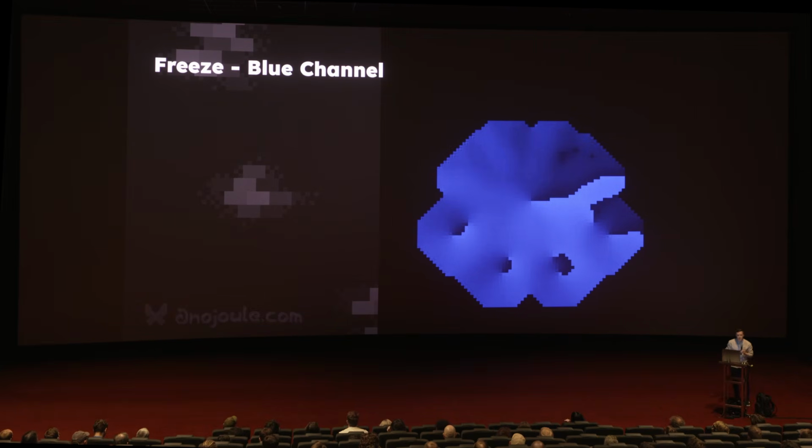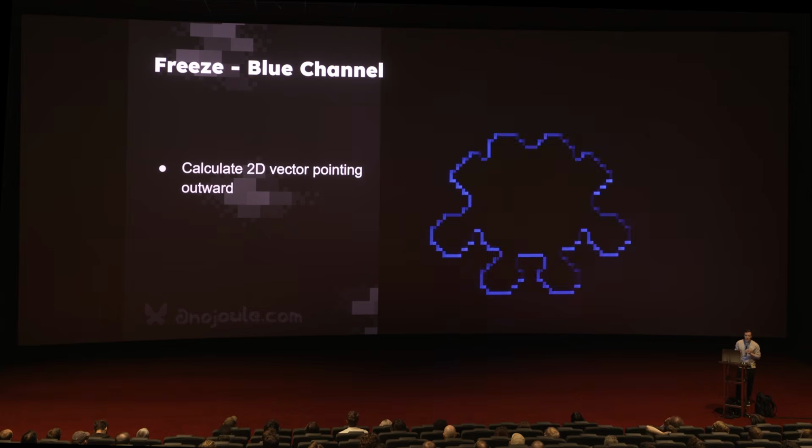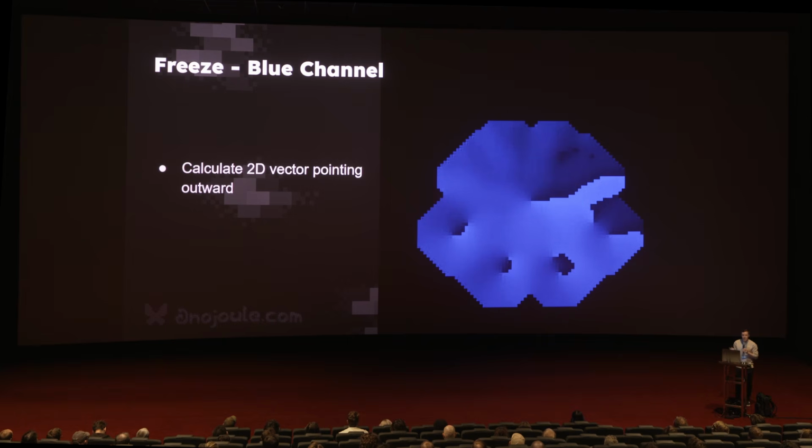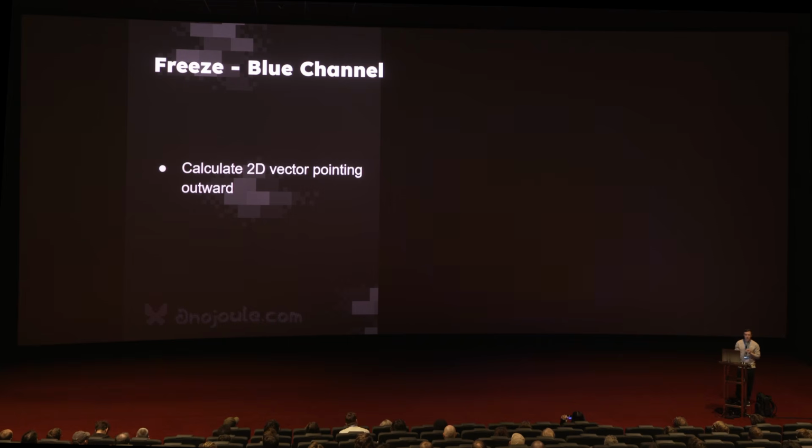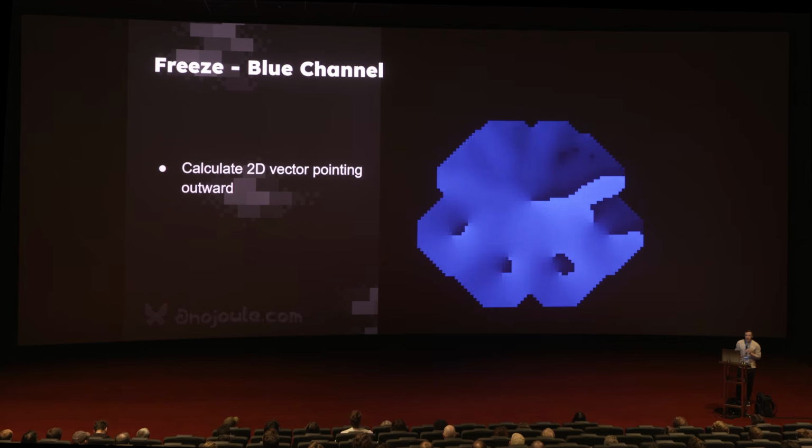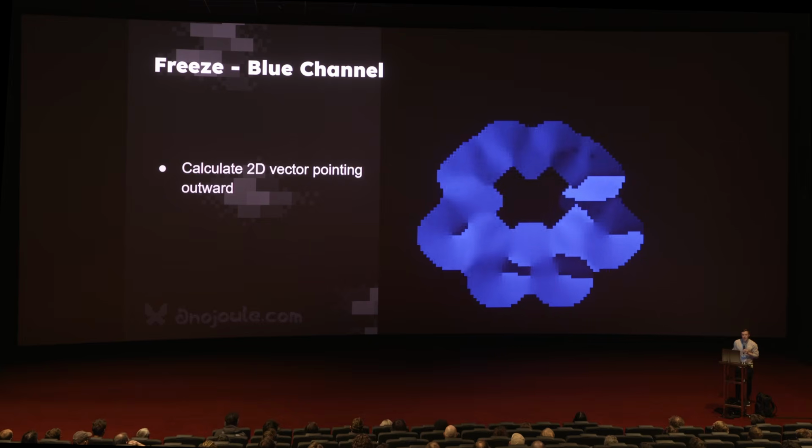Next, we have the blue channel. Here we calculate the 2D vector pointing outward. How do we do that? We use the red channel we calculated earlier to determine if a pixel is inside or outside the shape. And if we have left, top, right, bottom pixels, and the left and the top are outside the shape, we have a 2D vector that's pointing diagonally to the top left. And from that we can calculate an angle and encode it in the blue channel.